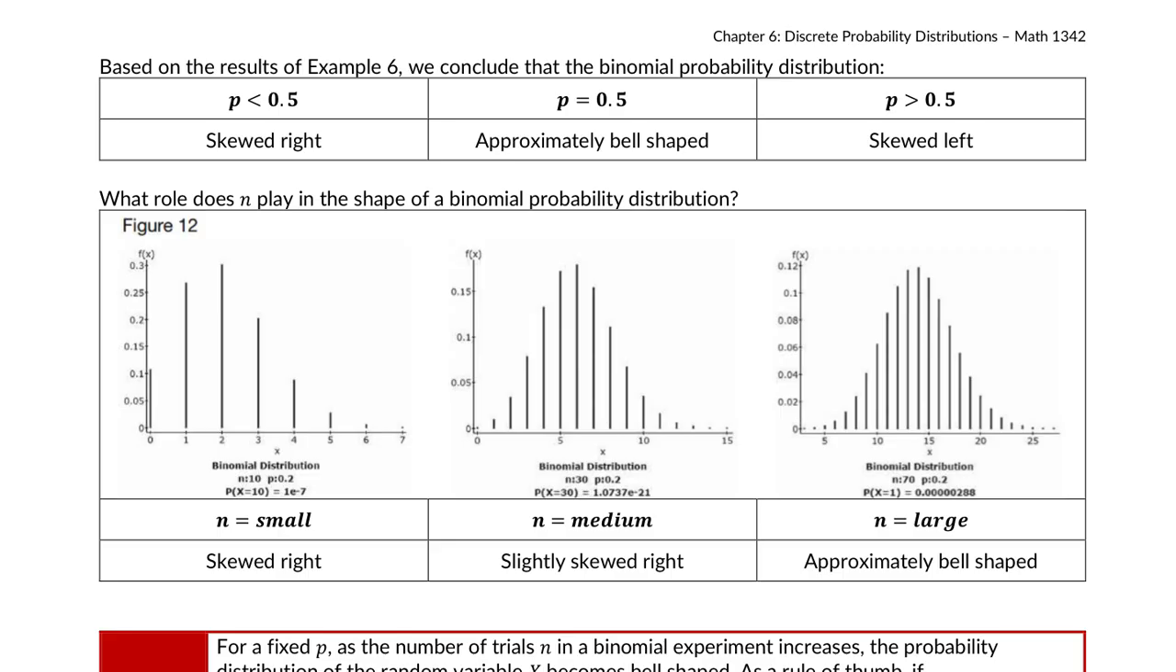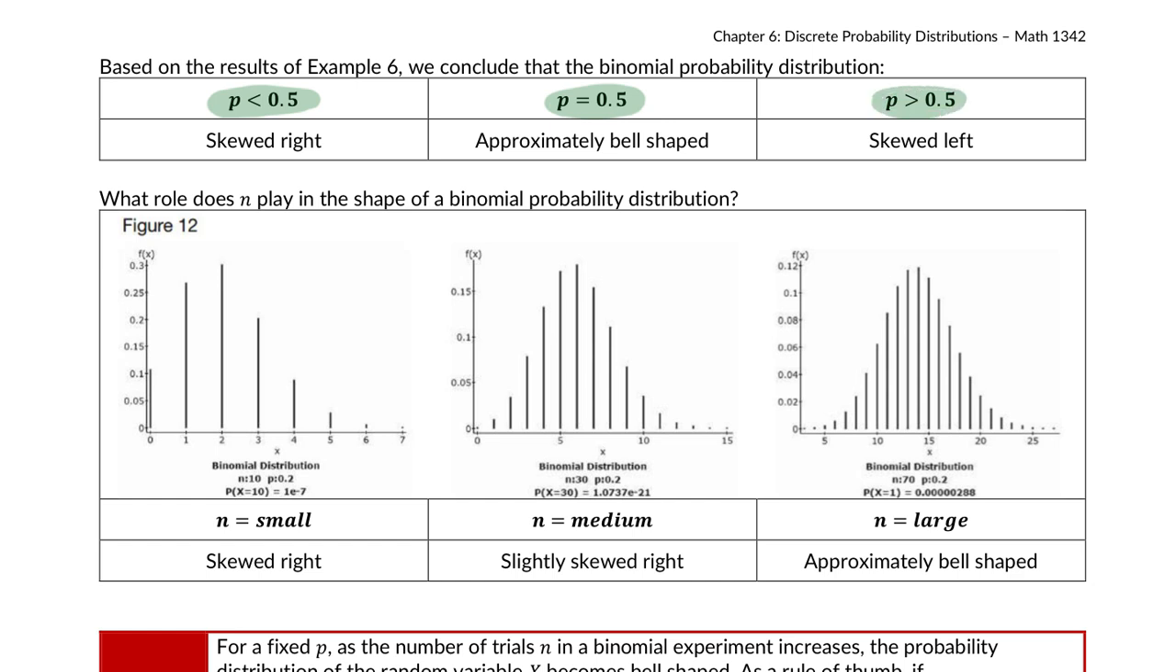So let's draw some conclusions here. This is what we did before on the other page. When we had a small probability of success, it was skewed right. When we had a probability of success around halfway, it's approximately bell-shaped. And when we have a large probability of success, it's going to be skewed left.